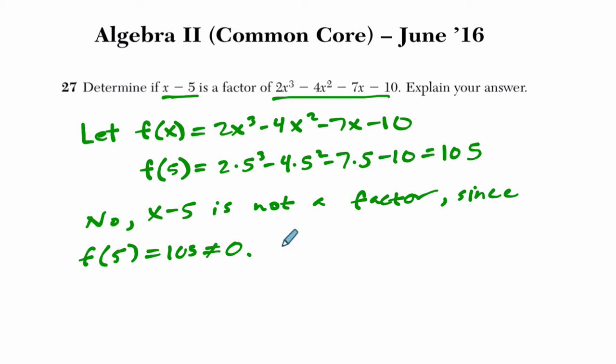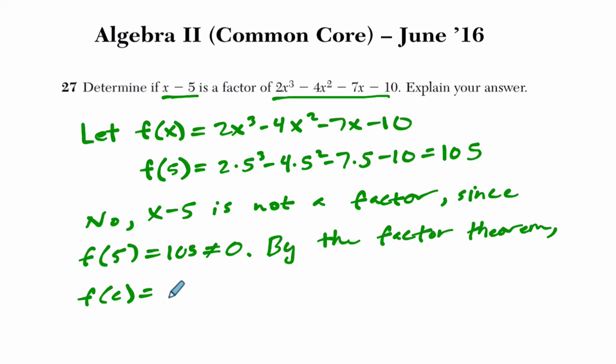This is based on the factor theorem. You can name the theorem, but you don't need to. You could say, by the factor theorem, the factor theorem tells us, this is based on the remainder theorem as well, that f of c equals 0 if and only if x minus c, that's our binomial, is a factor of f of x. Now, what does that mean?